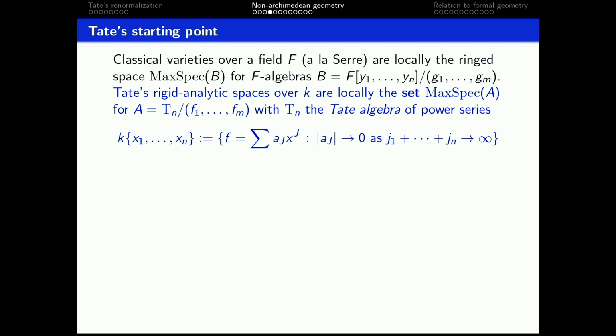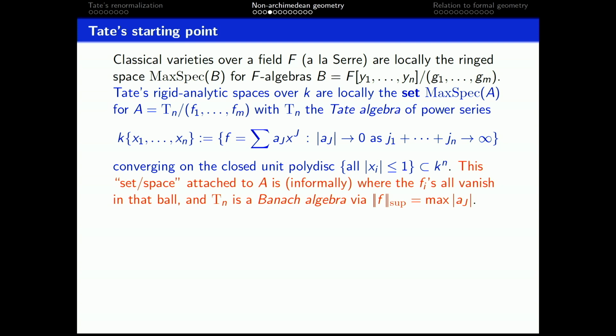So the Tate algebra is the power series which have coefficients that go to 0 as the total degree goes to infinity. In other words, these are the power series converging on the closed unit polydisk over the field. And this max spec of this ring with these relations should be regarded, loosely speaking, as being like the locus where the f's all vanish inside that unit polydisk.